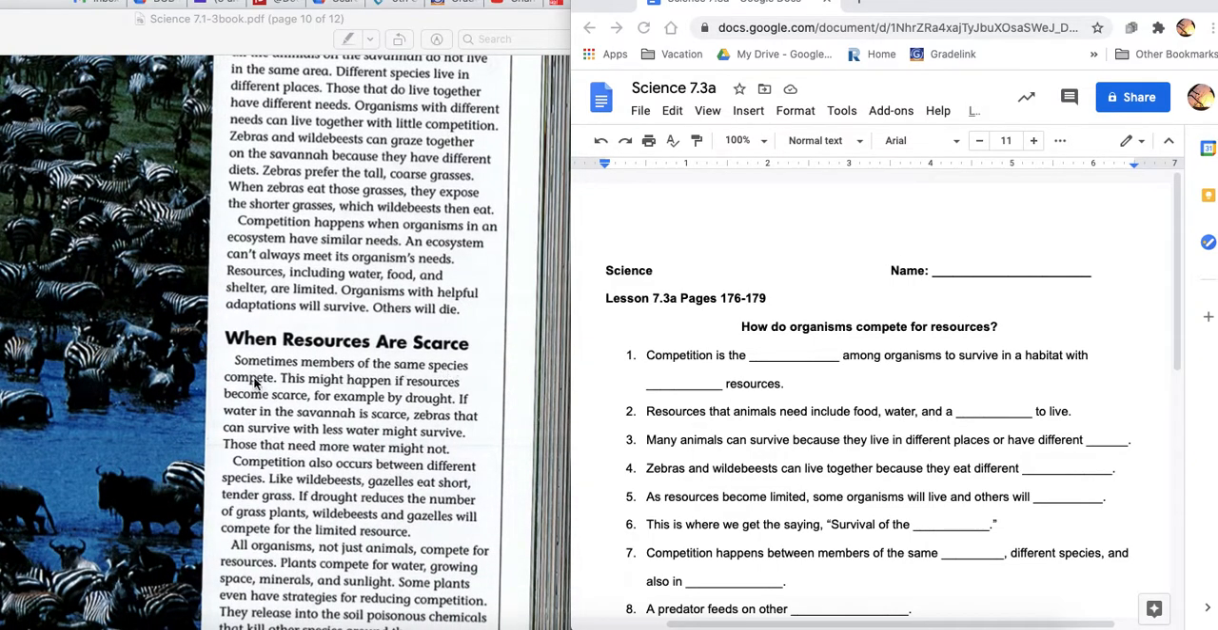Sometimes members of the same species compete. This might happen if resources become scarce, for example, by drought. If water in the savanna is scarce, zebras that can survive with less water might survive. Those that need more water might drop over dead. So I wrote down, this is where you get this saying, survival of the fittest, right?